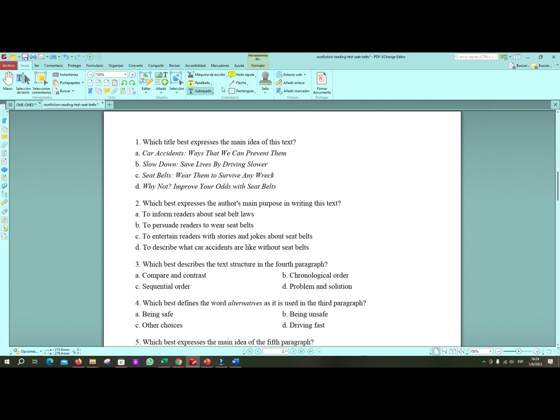What is your opinion about number one, or which could be the answer? Which title best expresses the main idea of this text? A. Car accidents, ways that we can prevent them. B. Slow down, save lives by driving slower. C. Seatbelts were made to survive any wreck. Or D. Why not? Improve your odds with seatbelts. Which one do you think would be the answer for number one?